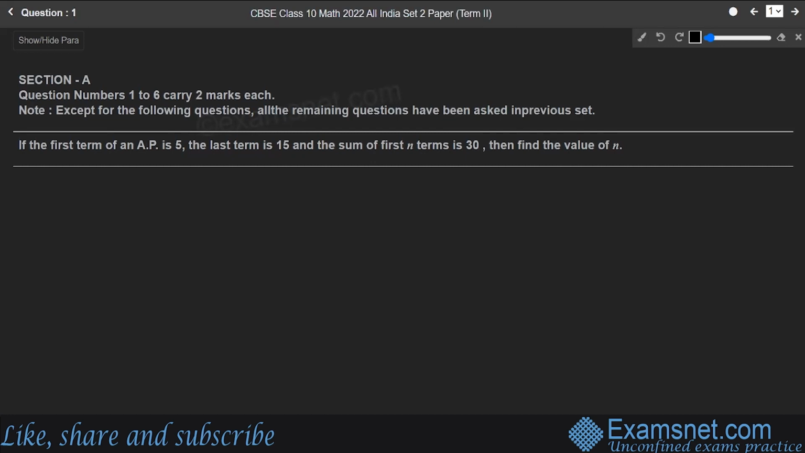Now the question says, if the first term of an AP is 5, the last term is 15, and the sum of the first n terms is 30, then find the value of n. Okay, let us see what we can do. The first term of an AP is referred to by A, so A is equal to 5. The last term is referred to as L, so L is equal to 15. Then the sum of the first n terms, Sn, is going to be 30.